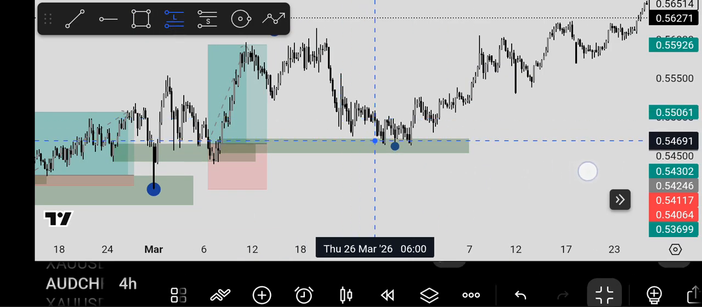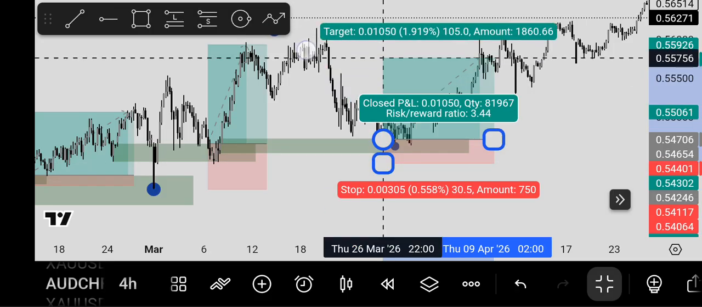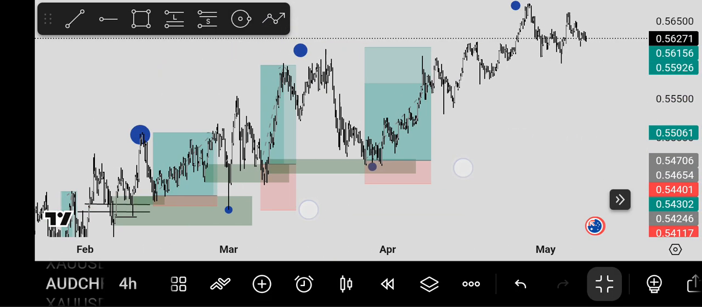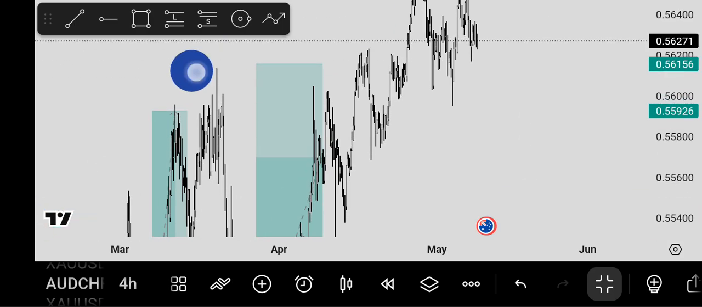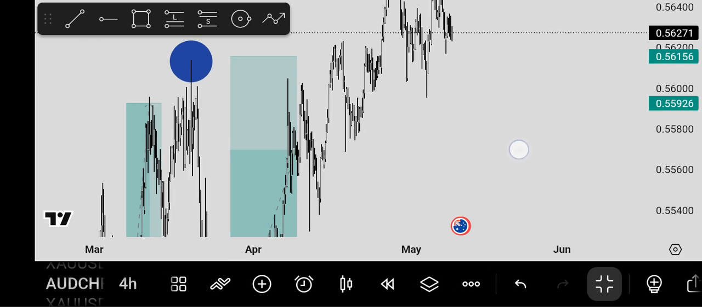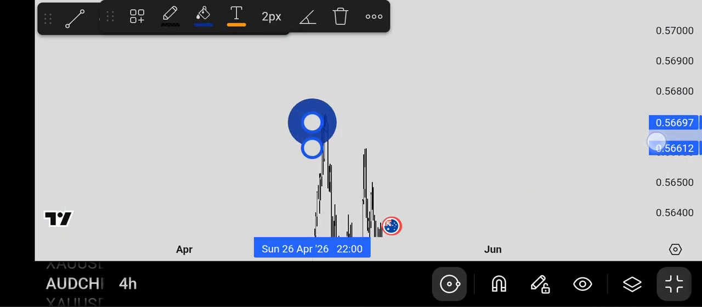We put a buy position here, put a stop below the swing, and target 1:4, and you see the price just moves away from there so cleanly. It's just too good to be true. Like, it's just that simple. It's the way it is.